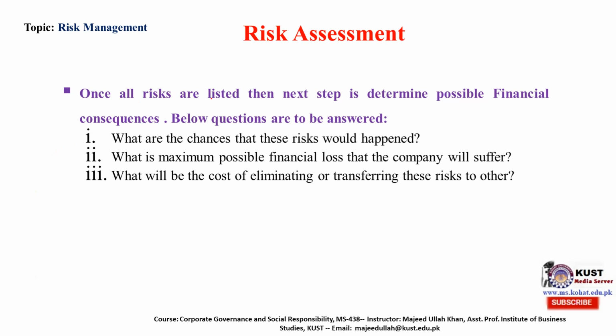Once all risks are listed, the next step is to determine the possible financial consequences. These questions must be asked from the employee and answered. Chances of occurrence: that the risk could happen. For example, if the company is running in Balochistan, there is the least chance of flood.